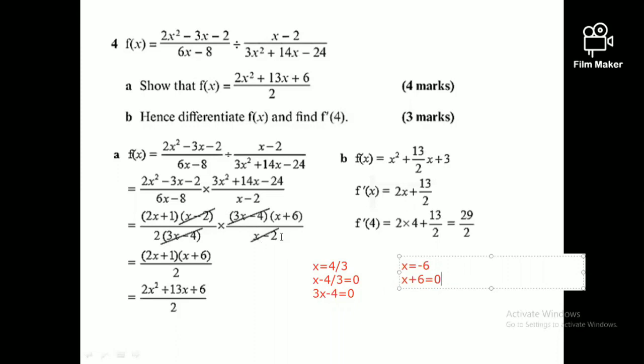Denominator is x plus 2. You can cancel this x plus 2 to x plus 2 over here, 3x minus 4 to 3x minus 4 over here. And the remaining term is 2x plus 1 and x plus 6. From denominator only 2 remain over here. That is how you need to do this kind of a question, right?